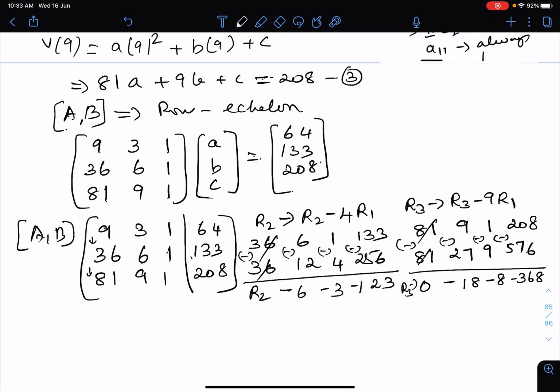Now you write your equivalent matrix. First row remains the same, nothing changes. Second row: 0, minus 6, minus 3, minus 1. Sorry, I left out this 0. The second row's first element becomes 0.